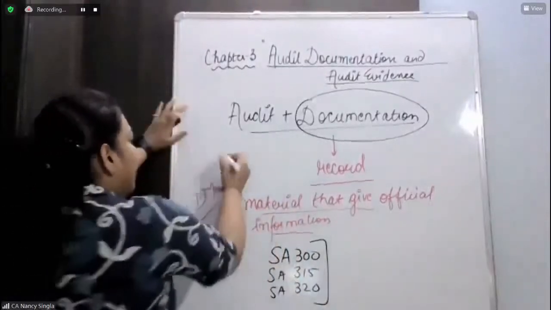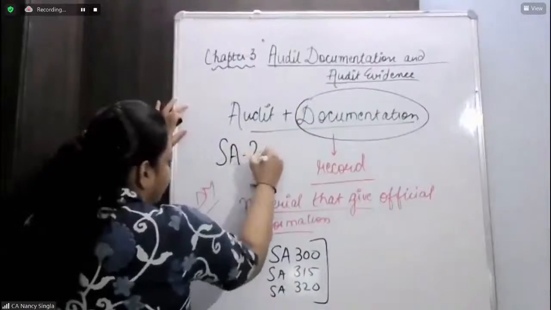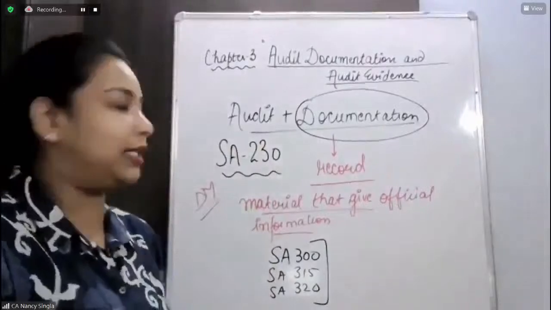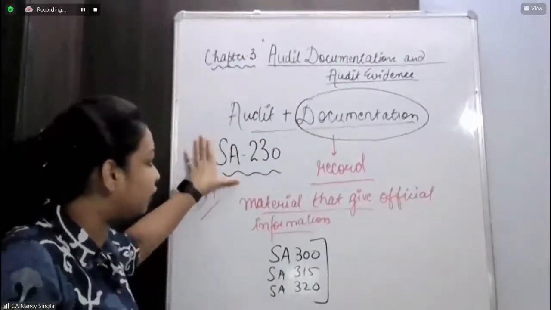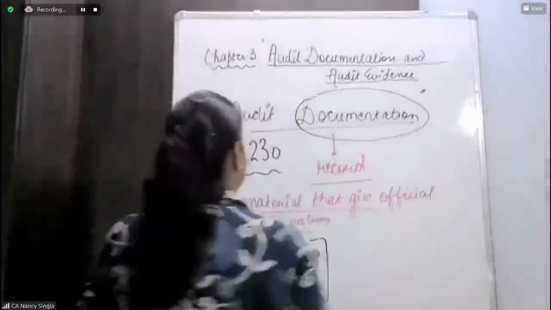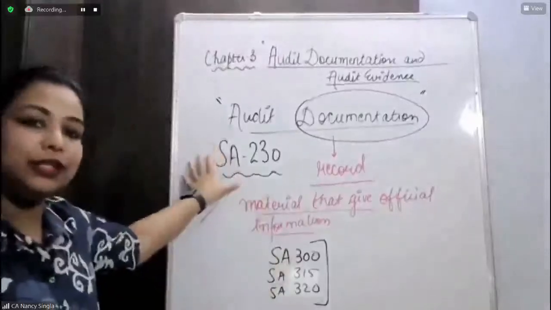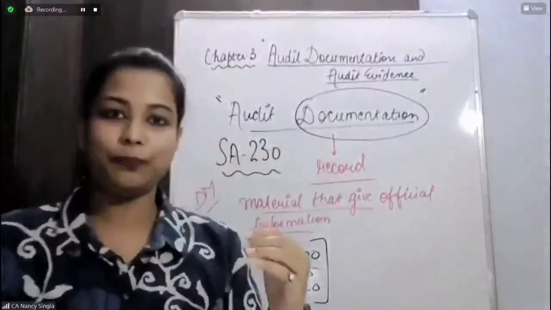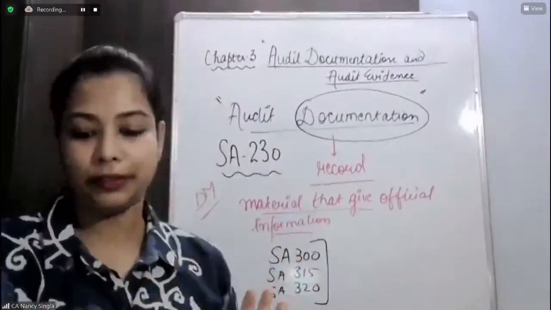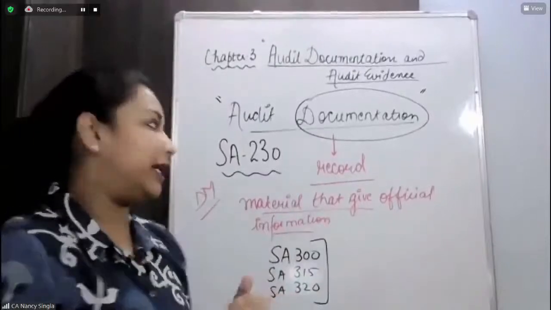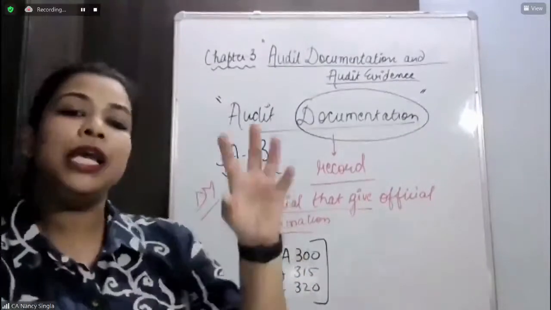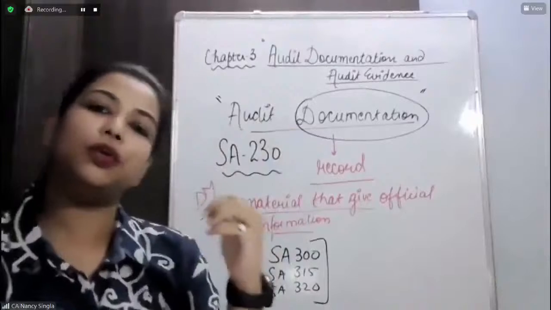However, SA 230, which is the first SA of this chapter, the name of the SA is Audit Documentation. This gives the responsibility of the auditor with respect to maintaining the audit documentation throughout the audit. What I have said is, these SAs, and in fact each and every SA that we'll be studying, will have a small provision with respect to documentation.